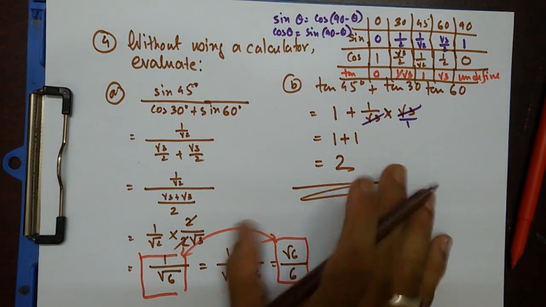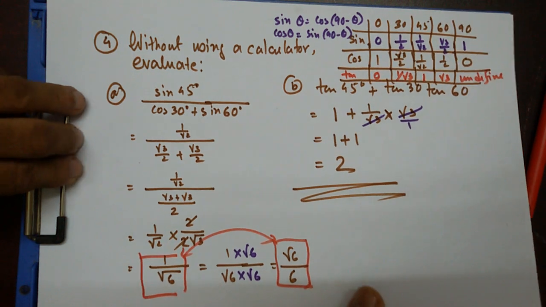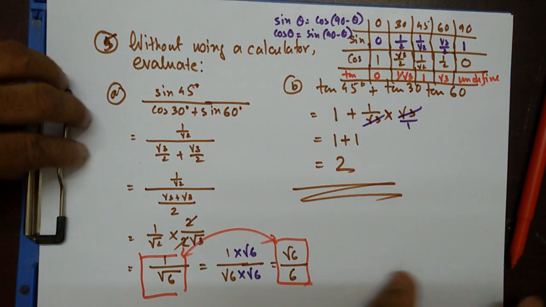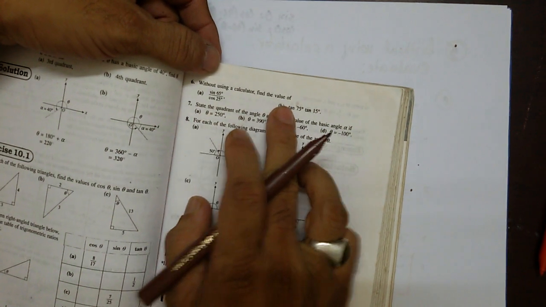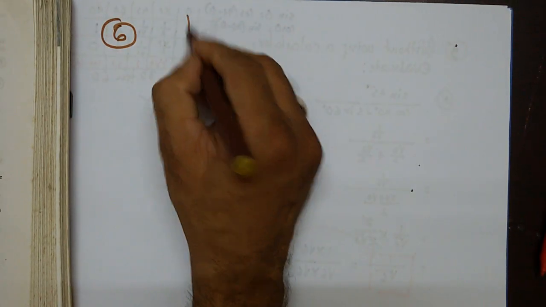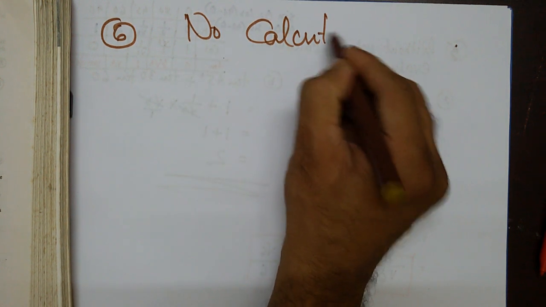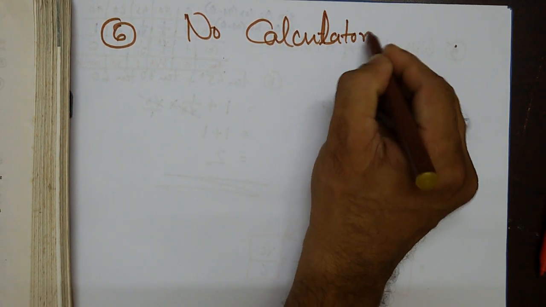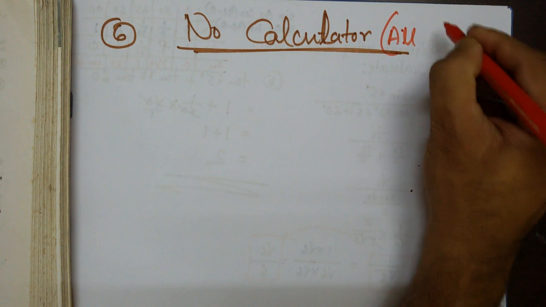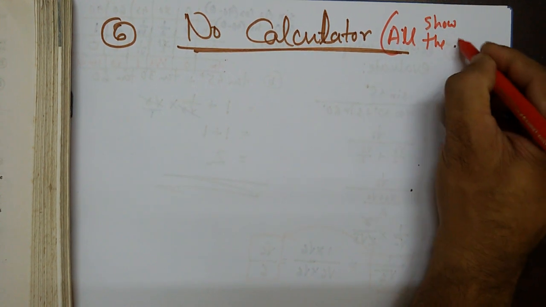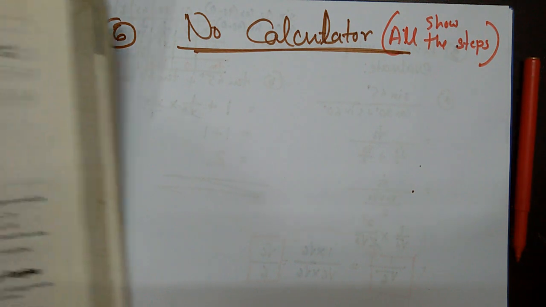Okay, so that's what question number 4 is. I'm sorry, this is question number 5. I didn't do 4, this is 5. And I'm going to go and do number 6 now. 6 is saying, without using a calculator, find the value of A. So again, no calculator. Therefore, you need to show all the steps, like the question I have done before. Show all the steps. Okay, now let's do this one.